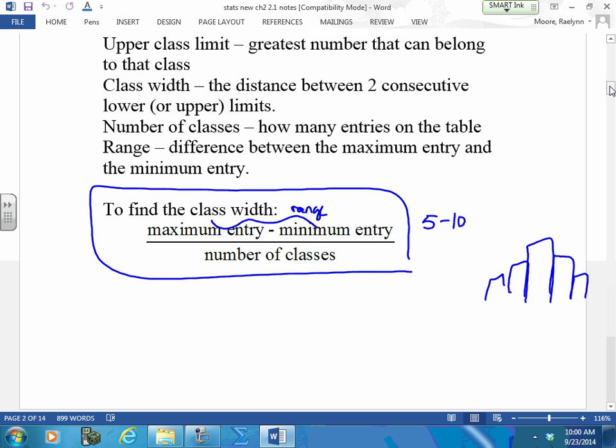So we're going to take this and we're going to find the class width. And you might want to write on your paper, you always round up to the nearest whole number. When we do the divide, we round up to the nearest whole number. Okay? And we're going to take a look at this as we set these up.